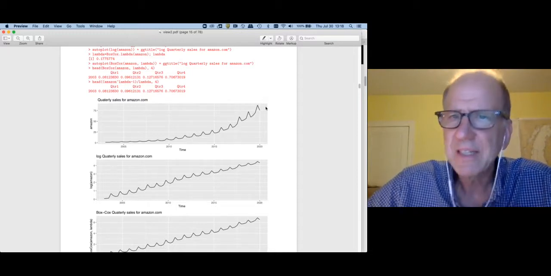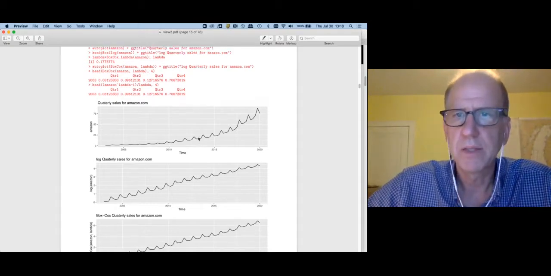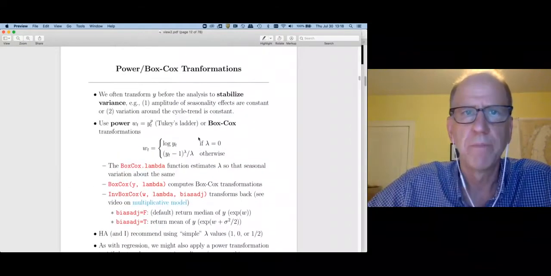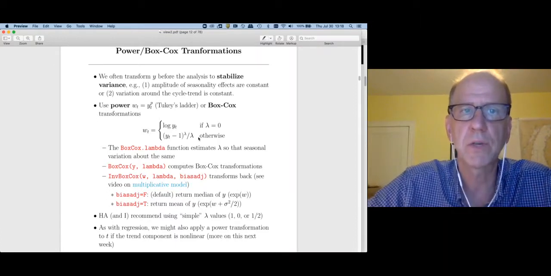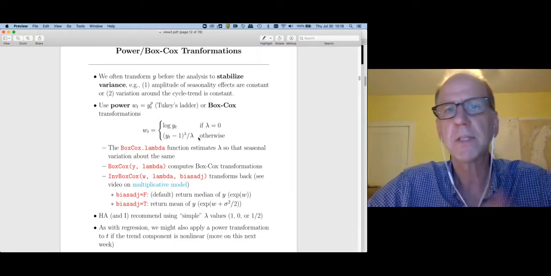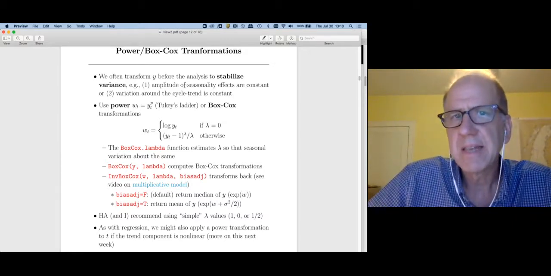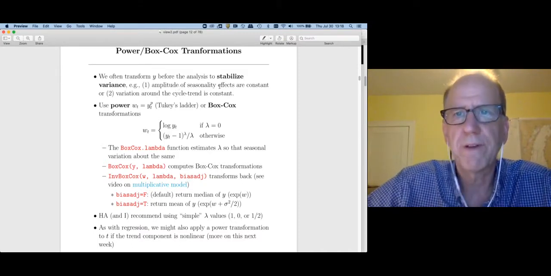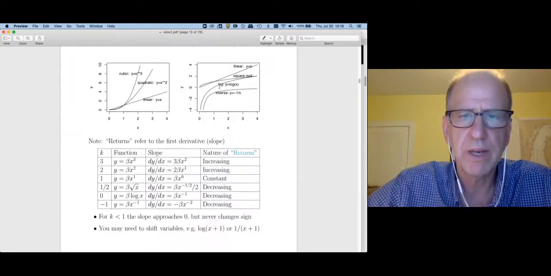And so the way we're going to deal with that is by transforming y. And this is very similar to what we did back in regression when we took a transformation of y to stabilize the variance. So it's called a variance stabilizing transformation back in regression. That's exactly what we're doing here. And so what we'd like is not to have to deal with the amplitude of seasonal effects changing over time, because that's going to make our life really complicated.